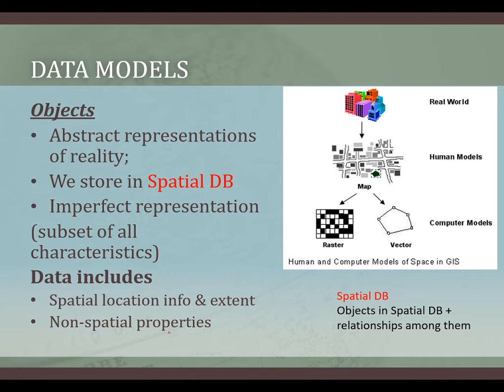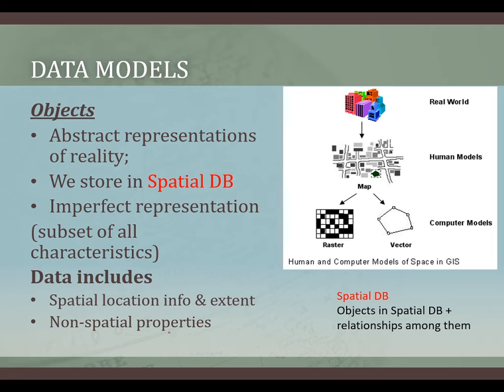So, data models, we're going to learn something else, that we have what you call here objects, and the new trend now in GIS, something called object-oriented programming. We have that in any programming software. We also have an object representation of your data. So objects are simply abstract representations of reality. We store it in a database. We call it a spatial database. It's never perfect, so it's a very imperfect representation. We try to subset all our characteristics.